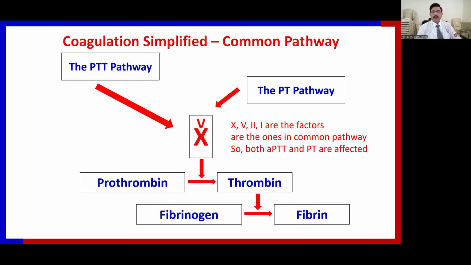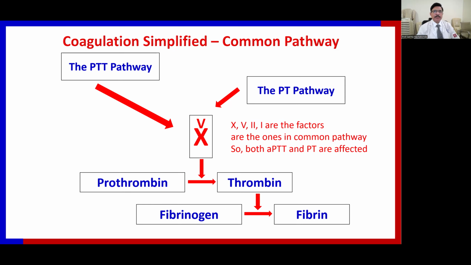Now, what are left out? Both intrinsic pathway, extrinsic pathway we have covered. 10 also we have covered. 5 we have covered. 2 we require. 1 we require. What are there in the common pathway? 10 must be there. 5 must be there. 2 must be there to become 2A. 1 must be there to become 1A. Okay. 10, 5, 2, 1 are tested in the common pathway.